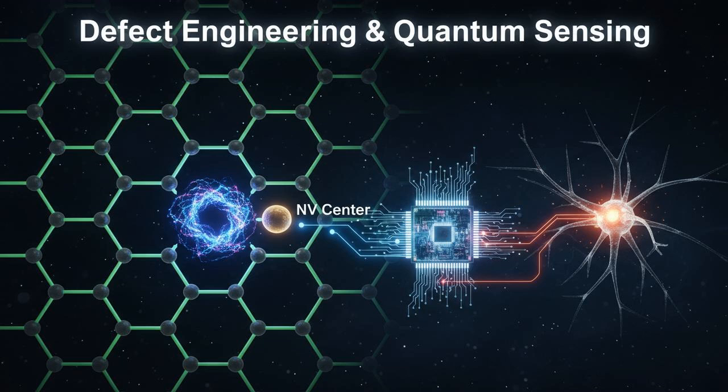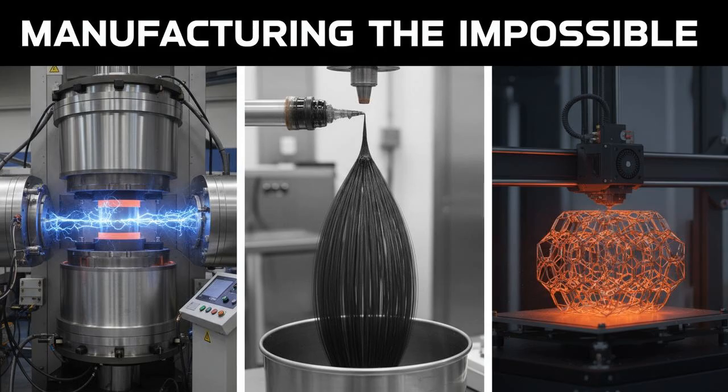temperature. This leads to applications like quantum sensing, where sensors are so sensitive they can detect the magnetic field of a single neuron firing, or GPS-free navigation, where aircraft navigate by detecting the magnetic anomalies of the Earth's crust with extreme precision. Now, you might be wondering, if these materials are so amazing, why isn't everything made of them?